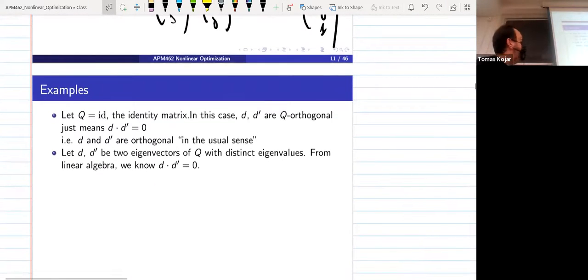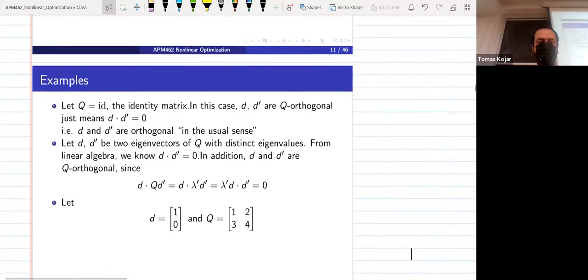Another beautiful one is eigenvectors. That's where the spectral theorem comes from: if two eigenvectors come from distinct eigenvalues, then they're orthogonal. Let me prove that. I'll do it on the side.